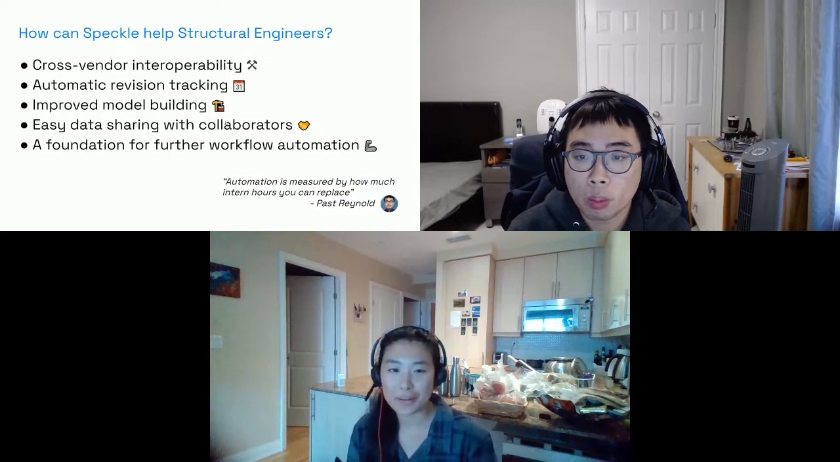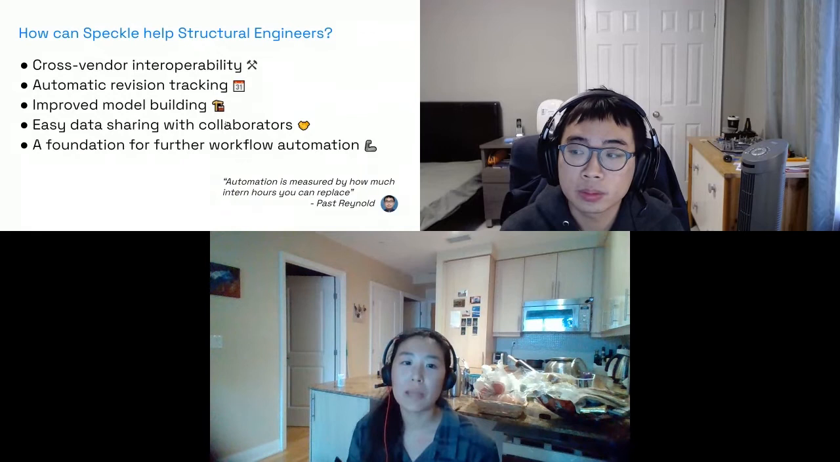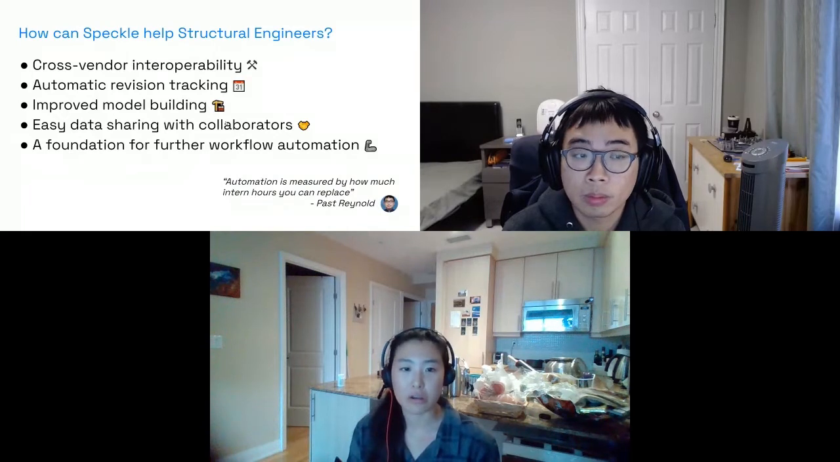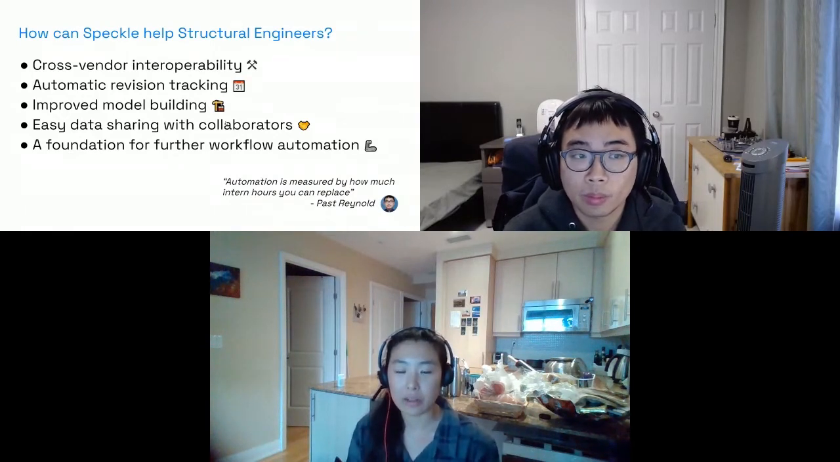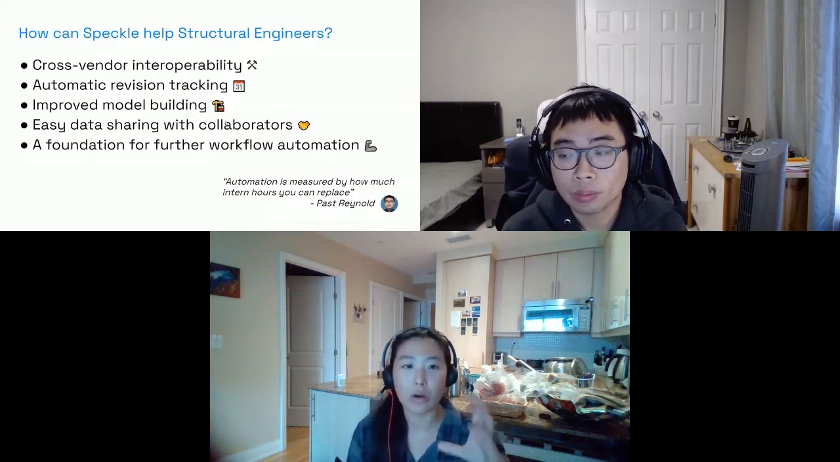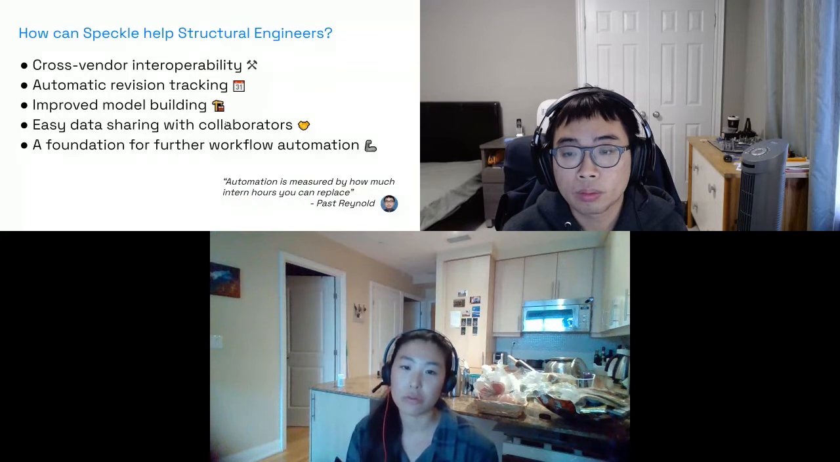And of course, what we're going to jump into right after: improved model building. So the ability to leverage other tools and link data between those tools to make your model building process more efficient and faster. And as all this data is being made available but also still being tracked, it's much easier for you to share your data directly with collaborators. So again, this is the idea of a collaborative and multidisciplinary data platform enabled by Speckle for a structural workflow. And from our perspective, all these four points really do point to a larger underlying benefit: building a foundation for further workflow automation for structural workflows.